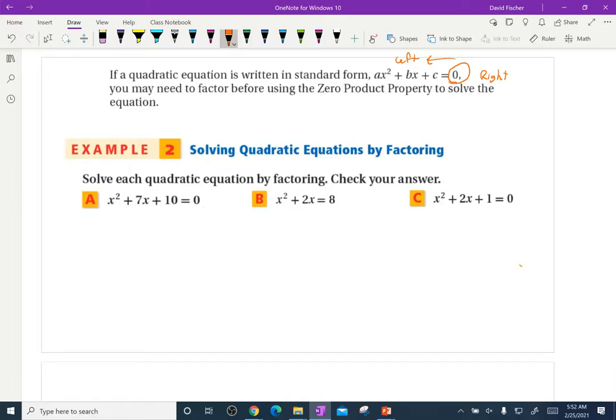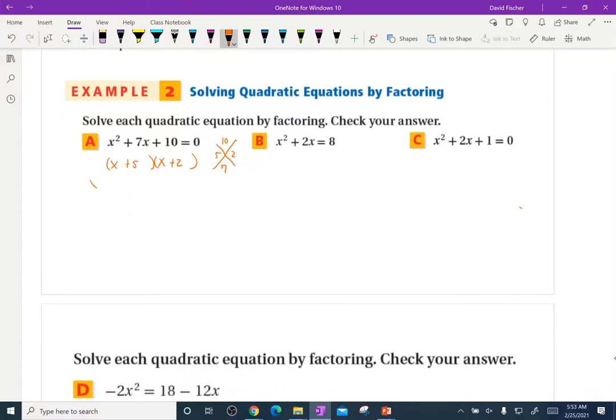There's nothing I can factor out going all the way across. So now let's just factor this guy here. I need two numbers that multiply to 10 but add up to 7. All right, so find those magic numbers. Yep, I got a 5 and a 2. So I want to put +5, +2. Now we go to the steps that were just above here. We want to set each one of these, x plus 5 equals 0 and x plus 2 equals 0.